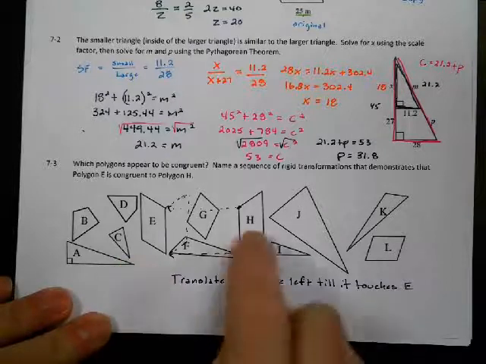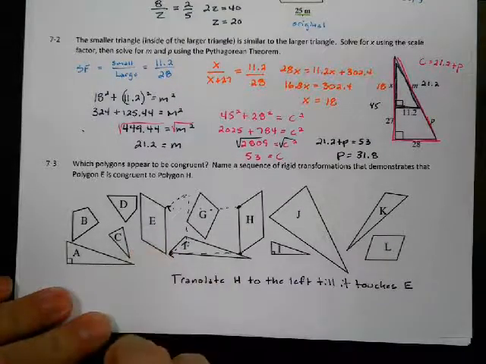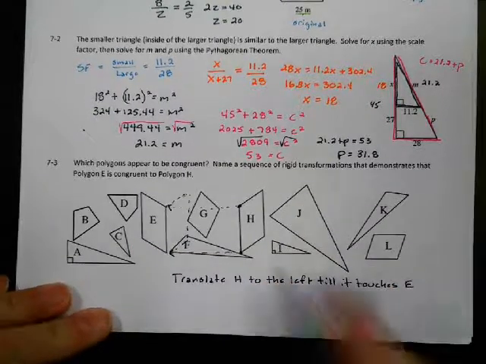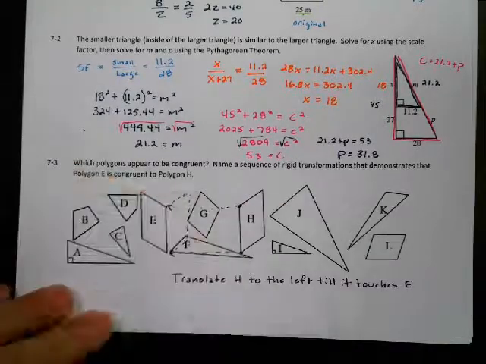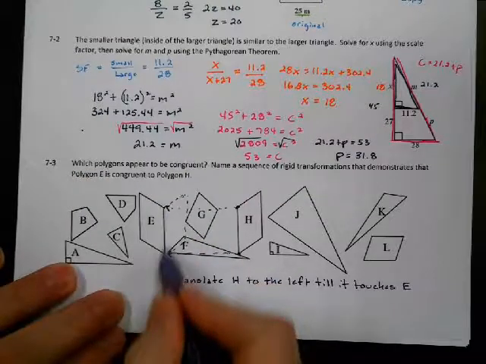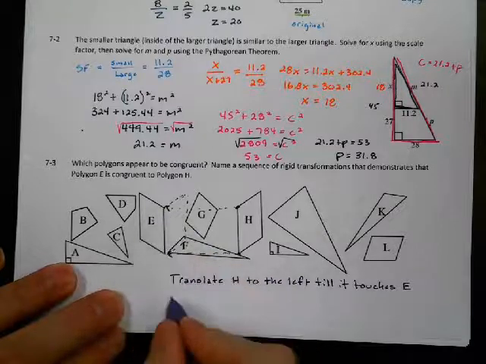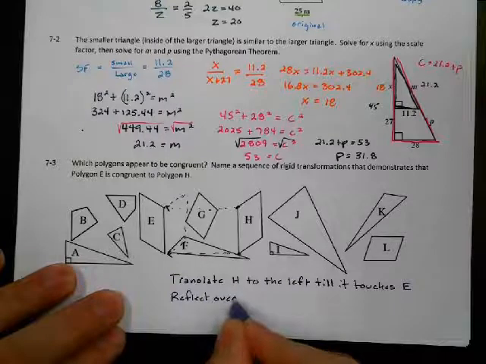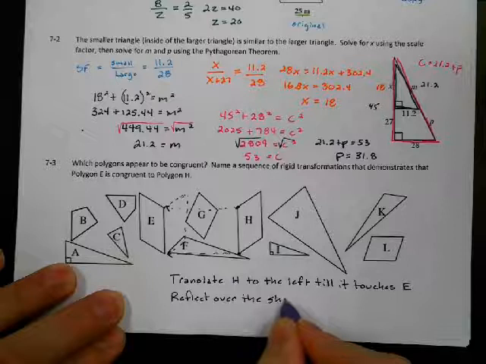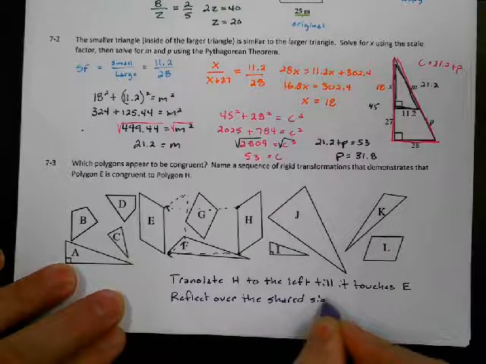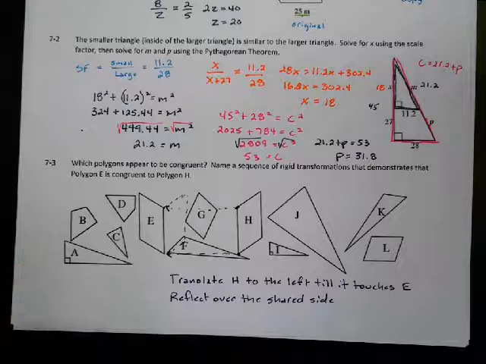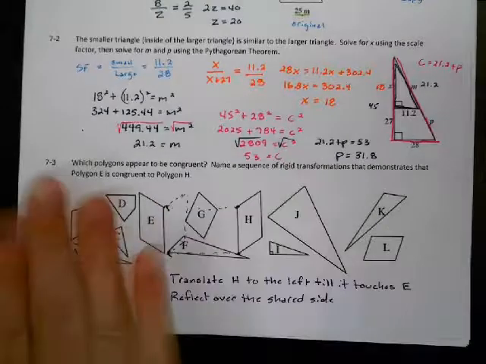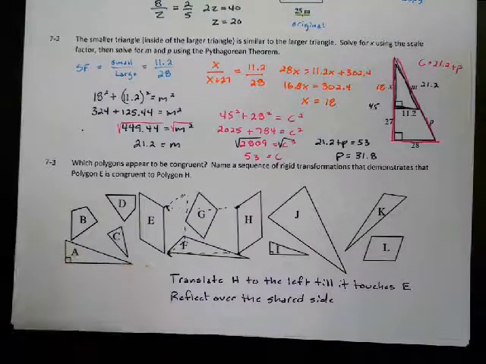And remember, these are rigid transformations, which means that they keep their shape. So if I translate it back and then reflect it, so I'd reflect over the line that they share, we'd see that they would be the same exact shapes. So I'd translate it by moving it there, and then I'd reflect it by flipping it over, and then they'd be on top of each other, and that would prove that they're congruent to each other. All right, moving on.